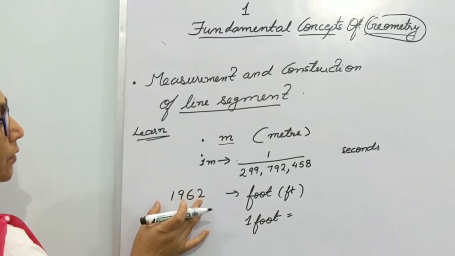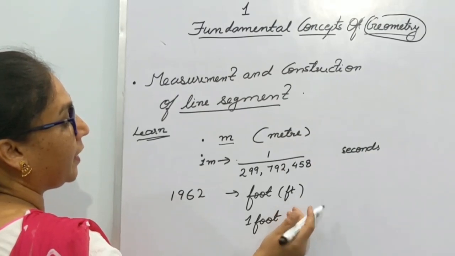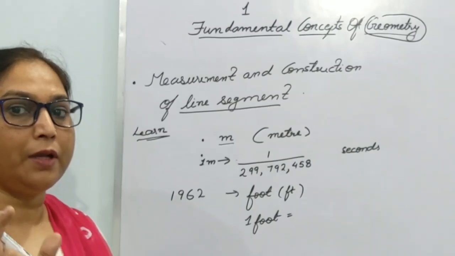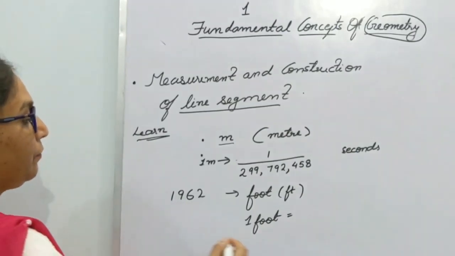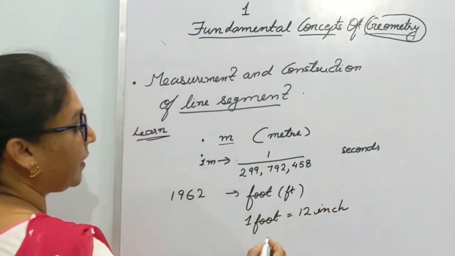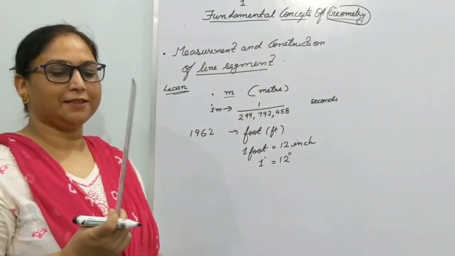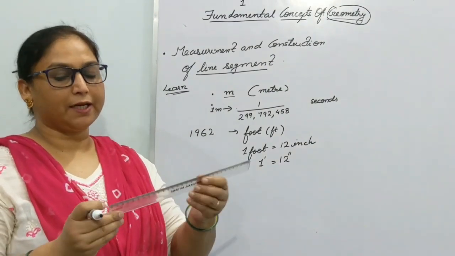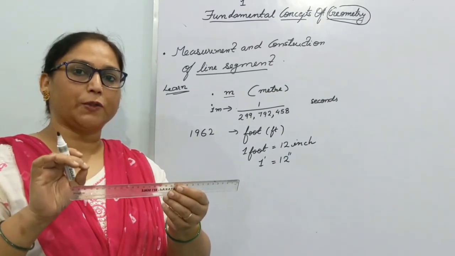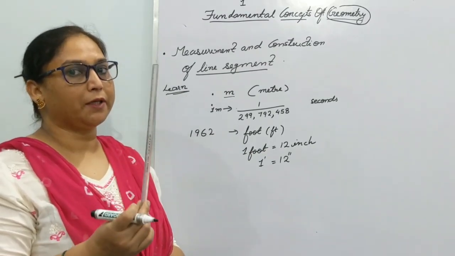In 1962, the unit of length used in India was the foot, and it is denoted as FT. It was divided into how many equal parts? 12 parts. Each part is known as an inch. So 1 foot equals how many inches? 12 inches. Symbolically we can say 1 foot equals 12 inches. You can see this, it's a ruler, and on this ruler there are marks from 15 centimeter to 20 centimeter, and these marks are called graduation or calibration. Hence this ruler is also known as a graduated ruler or calibrated ruler.